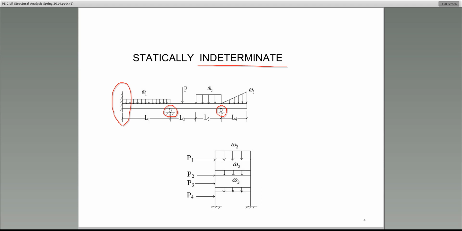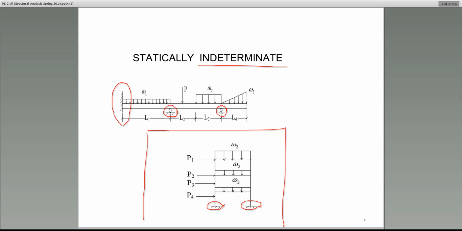Now, what about the frame? You will also see some frames on the exam. So here's the frame. Tell me, how many unknowns? Helen, tell me how many unknowns, find the supports. This is a support. It's a fixed support, by the way. This is a fixed support. There are two fixed supports. Each has three unknowns. So many of you are saying 6. So 6 unknowns. And how many equations of equilibrium?